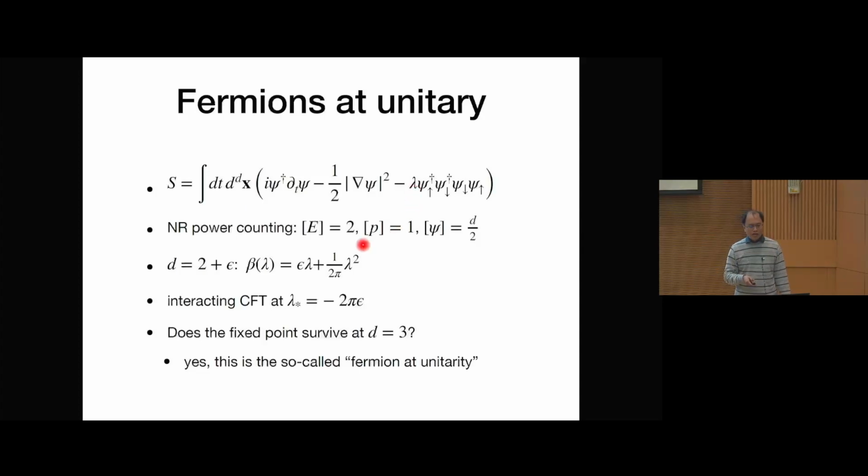But the beta function has a non-trivial interacting fixed point at a value of lambda star equal -2 pi epsilon. That is, the calculation is still controlled when we go slightly above 2 dimensions. So there is this fixed point corresponding to particle interacting with spin 1/2 particle with a slightly attractive interaction. And the question one can ask is, does this fixed point survive at d equal to 3?